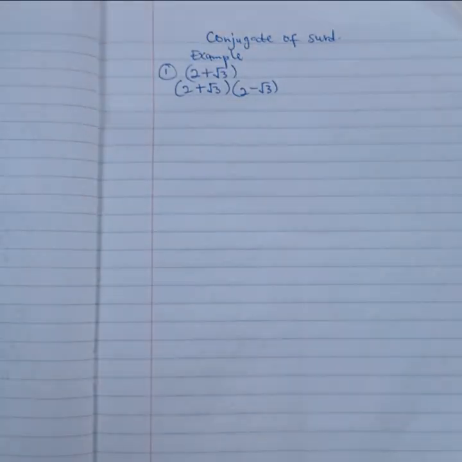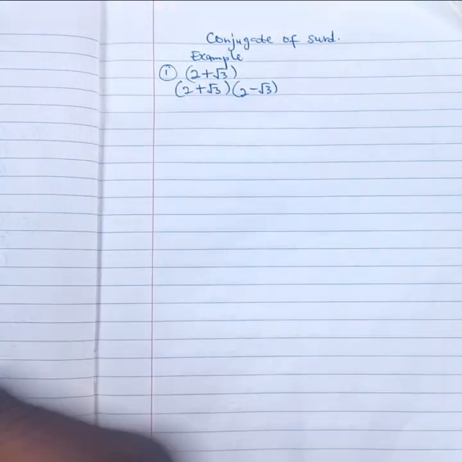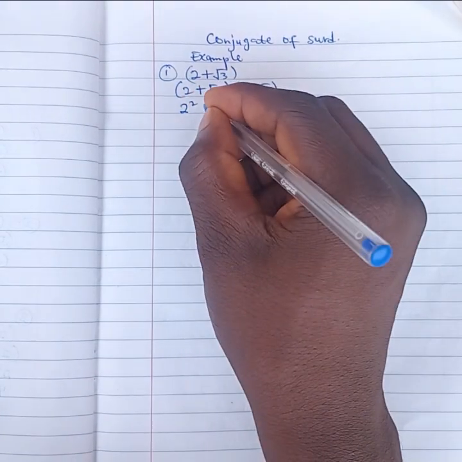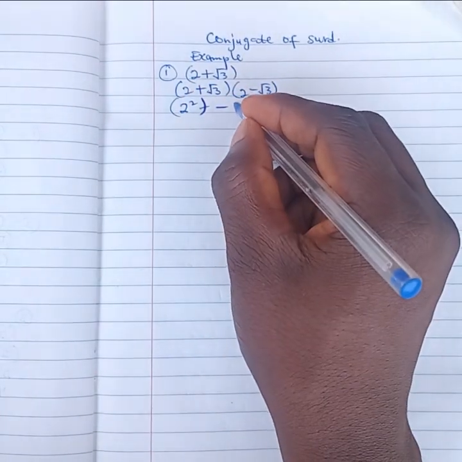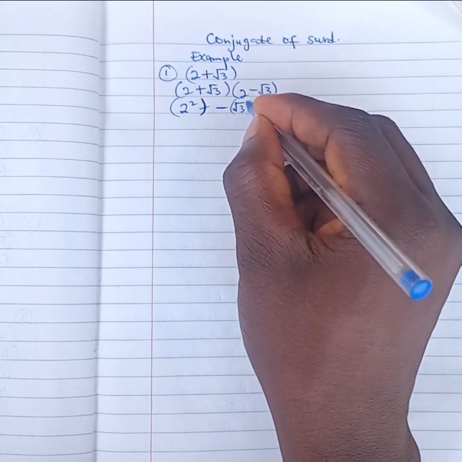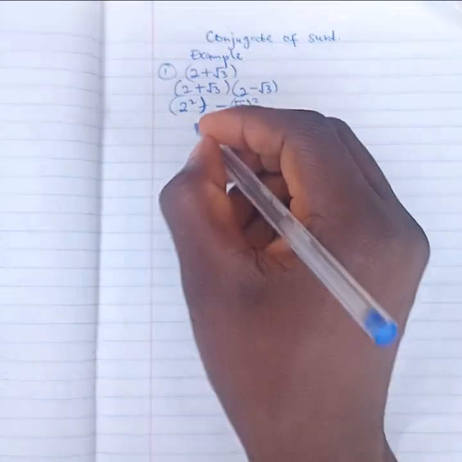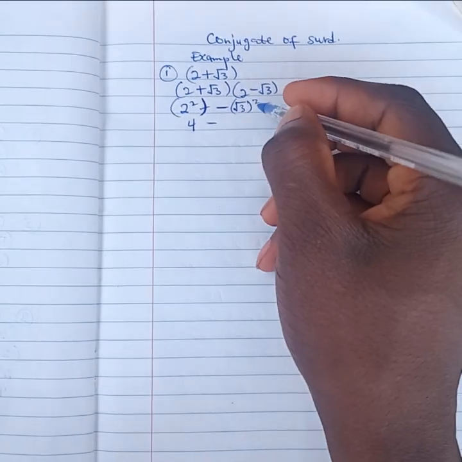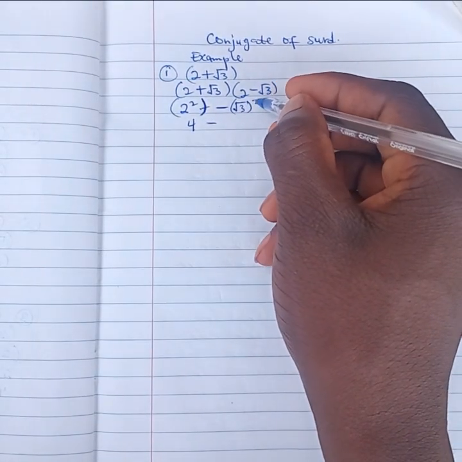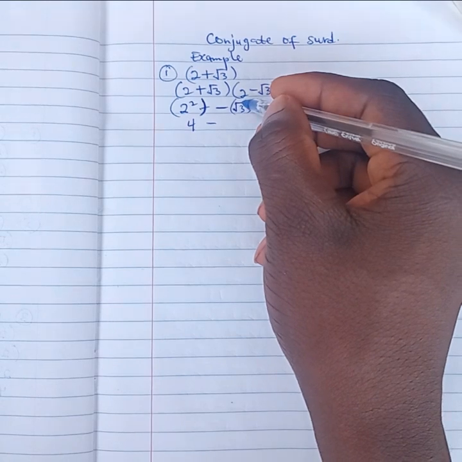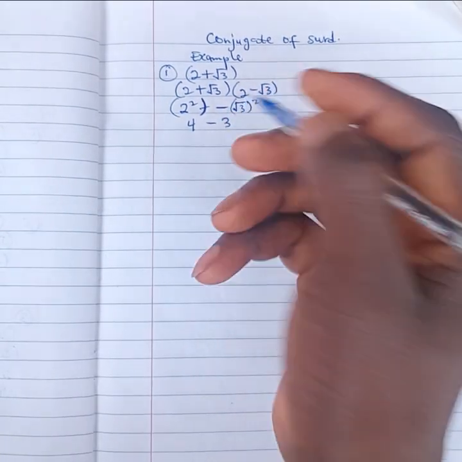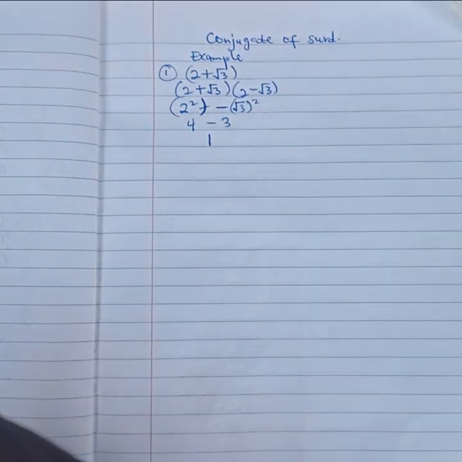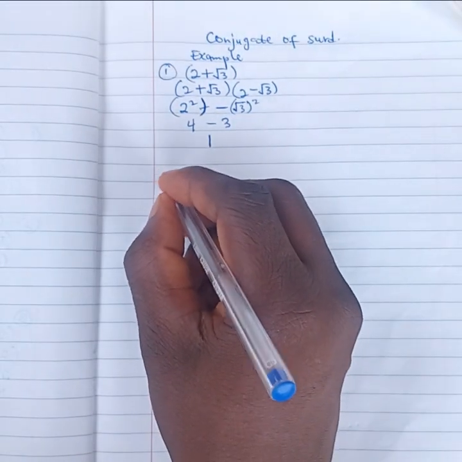Then you use the difference of two squares. So using the difference of two squares, you have 2 squared minus square root of 3 squared. 2 squared we know to be 4, minus square root of 3 squared. The square here will cancel the square root, and we will get 3. So the answer will be 1. Thank you.